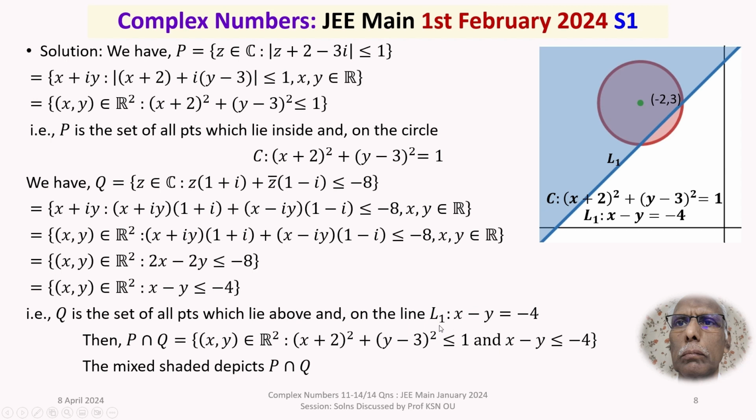Now substitute in L1: minus 2 plus 3, so it is minus 2 plus 3 minus 5. Minus 5 is less than minus 4, so it satisfies. Therefore, this is the region. That means above this line and on the line will be Q. So the mixed shaded region depicts P intersection Q. That's the first part. Let's continue in the next slide.